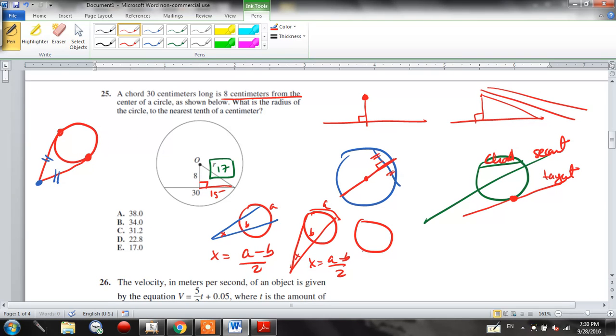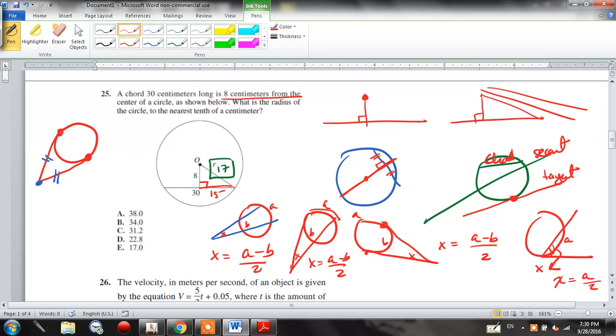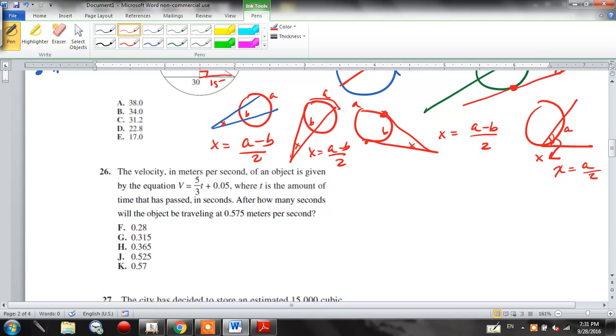And if there are two tangent segments, that's a and this is b, and that's x. x is still a minus b over 2. The final case scenario is over here. So this is a, and this angle is x right here. The measure of angle x is going to be a over 2, I believe. Those are the theorems that are related to tangents. Okay, number 26.